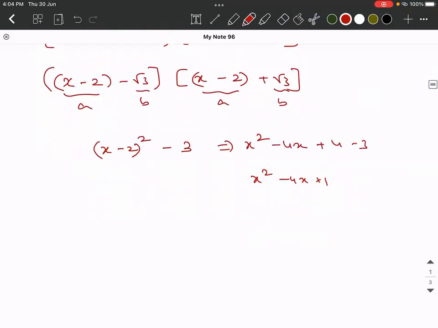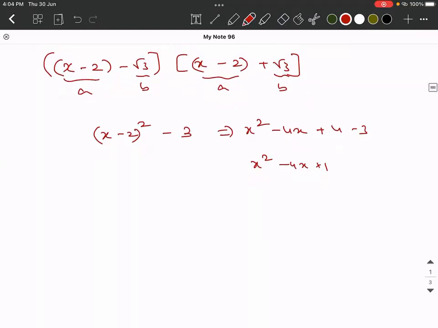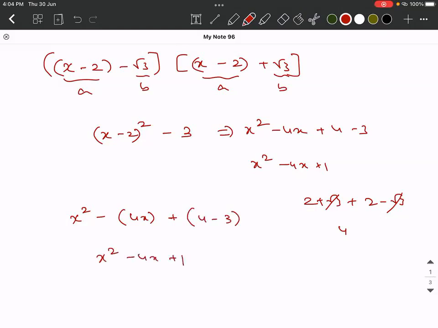Or what is the other way of directly writing it? When you have roots, how do you write a second degree equation? x square minus sum of the roots plus product of the roots. What is the sum of the roots? 2 plus root 3 plus 2 minus root 3, so 4. How much is the product? So there are multiple ways to write the same thing.